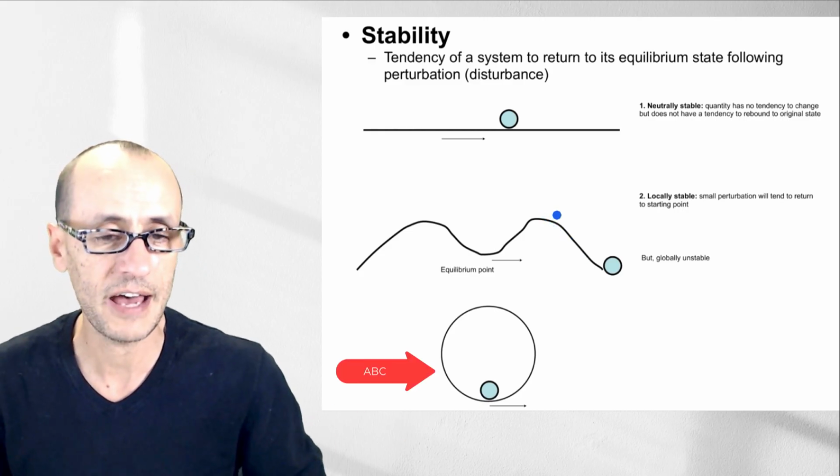The final example is the one over here on the bottom, where the conditions inside of that system are that no matter what perturbation you have, that little blue ball is always going to return to that point at the bottom of that cylinder, where nothing you can do will ever have it escape and go into some other state outside of that. This is considered a globally stable equilibrium.